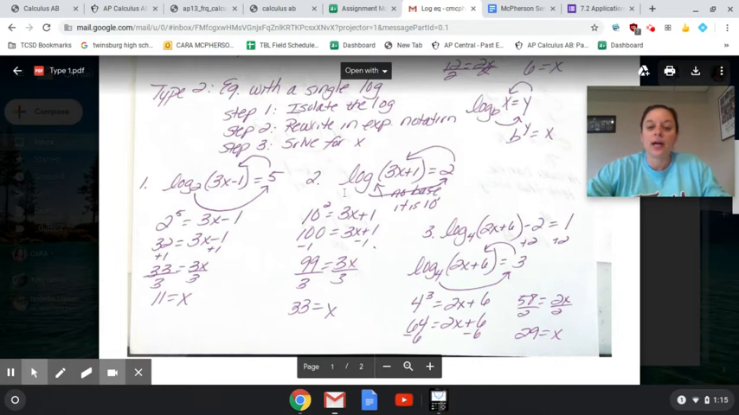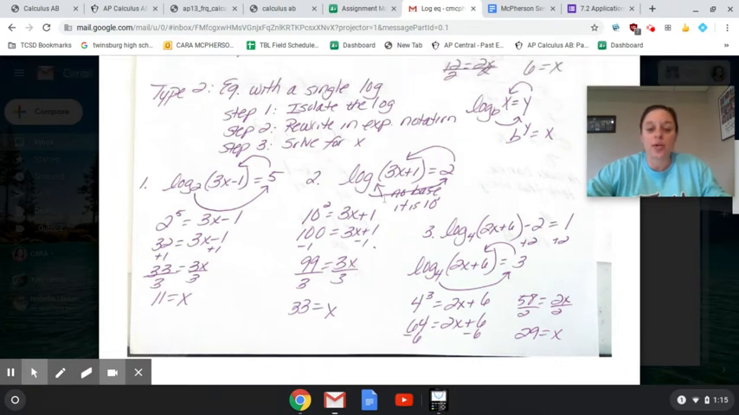Second one, so if there's no base written here, I want to show you this. If there's no base written there, it is understood to be base 10. So that means you're going to take 10 to the 2nd power equals 3x plus 1. 10 to the 2nd power, 10 times 10 is 100. And then you're left with something easy to solve. Subtract 1, 100 minus 1 is 99. Divide by 3 to get your answer.